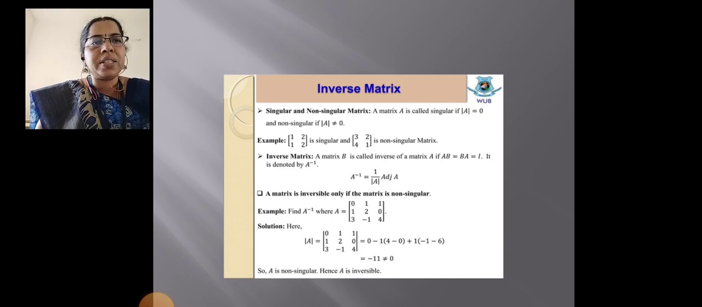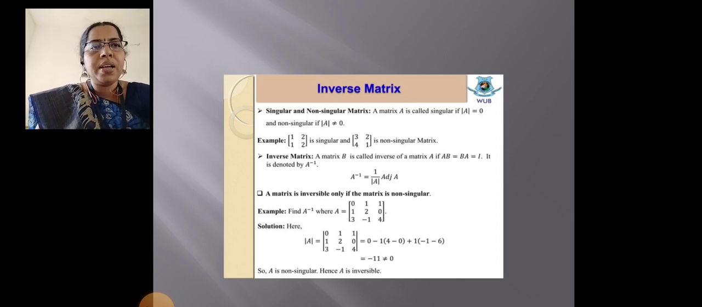Inverse matrix definition. A matrix B is called the inverse of matrix A if AB is equal to BA is equal to I. It is denoted by A inverse equals 1 by modulus of A into adjoint of A. Next, a matrix is invertible only if the matrix is non-singular.